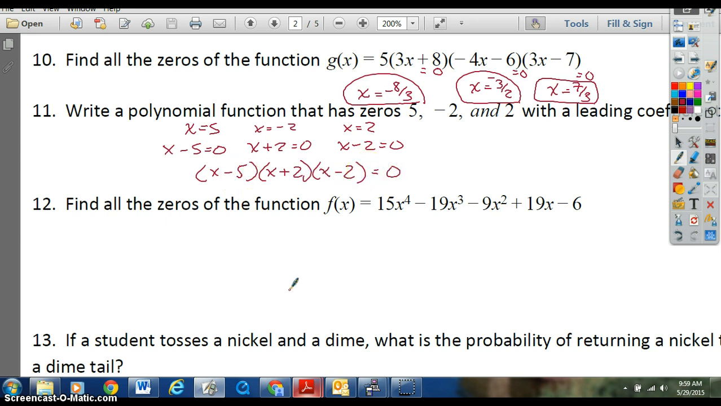Since I have a leading coefficient of 1, I don't need to worry about putting anything out here. So this is going to be x minus 5. This is x squared minus 4 if I FOIL it, because the inner and outers will cancel out. I now need to FOIL this. So it's x cubed minus 4x minus 5x squared plus 20. So my final solution is x cubed minus 5x squared minus 4x plus 20.